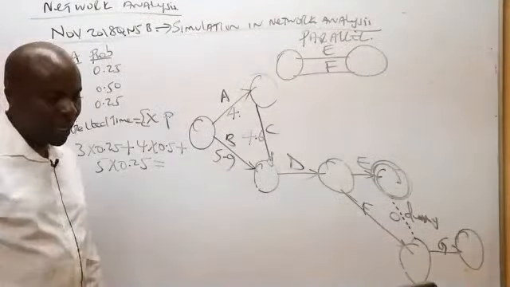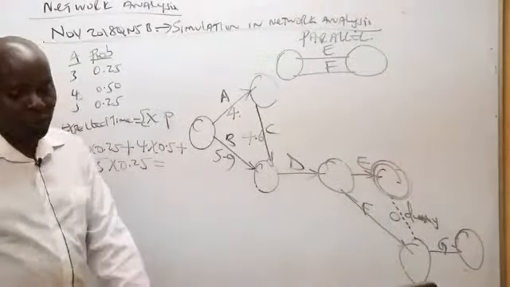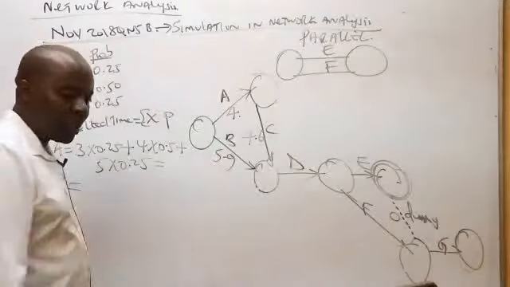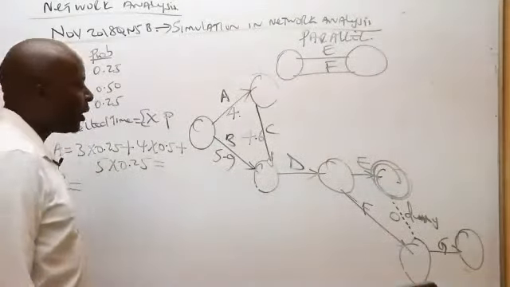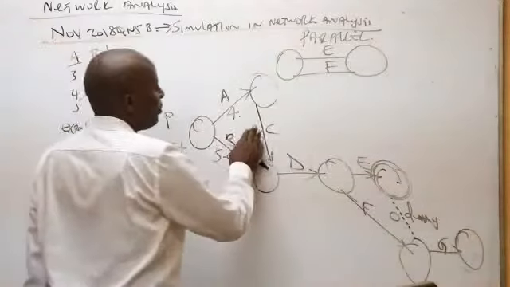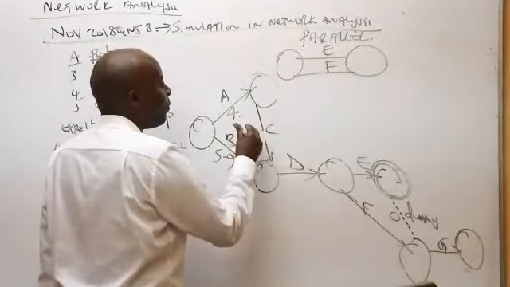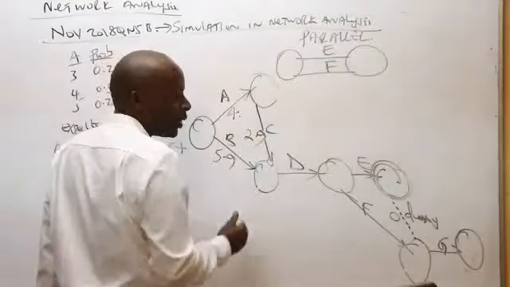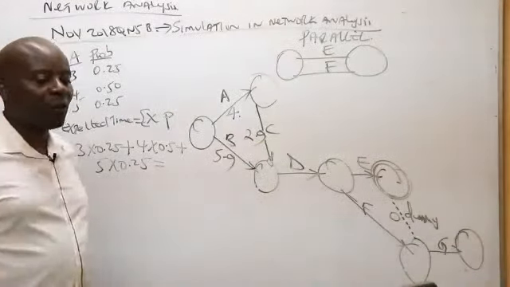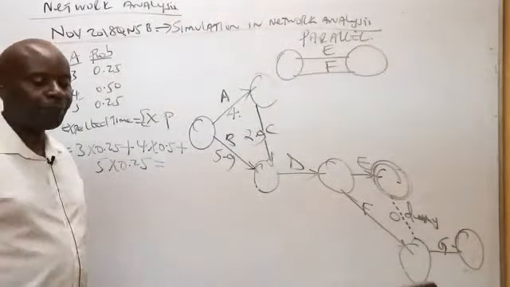Omar says 2.9. So one of the two must be wrong. Fatima, just check your answer. Most of them are saying that for C it is 2.9, even Joseph has confirmed. For C, we have 2.9.